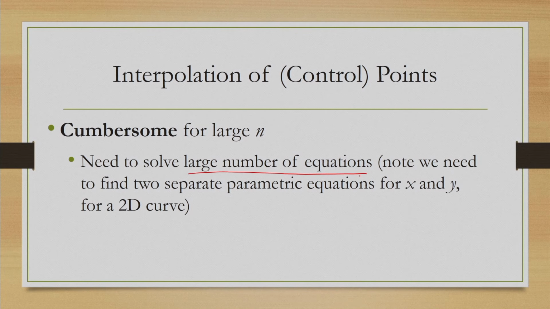But there is one problem. If we have a very large n, if we have many control points, then we need to solve a very large number of equations, which is not easy. On top of it, we need to keep in mind that there are two separate sets of equations, one for x and one for y. So, we need to solve actually two sets of equations rather than one, and for large n this becomes very cumbersome to do.